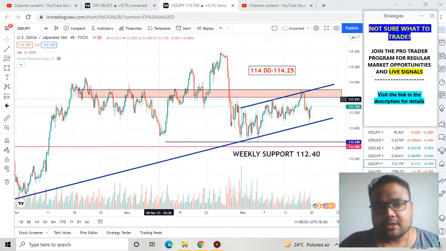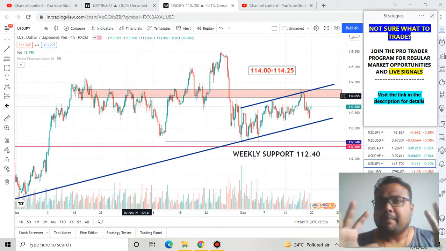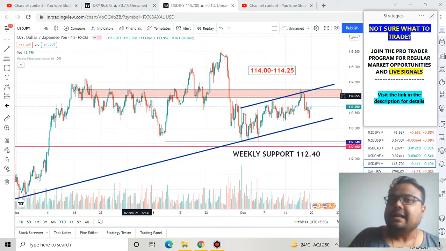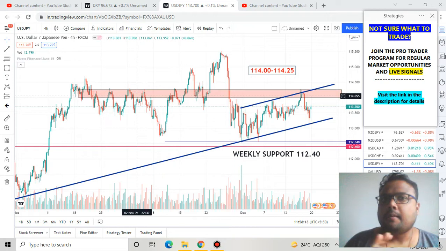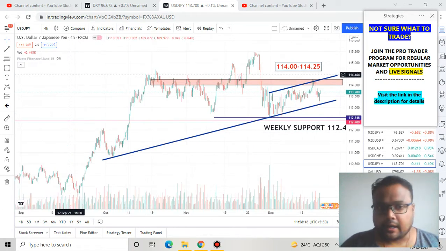So this is the overall chart of USD JPY in front of us, and you can see that I have got many lines drawn here on the chart. So let's try to understand what the trading opportunities are for Monday. First of all, I would like to talk about the trend of the market.